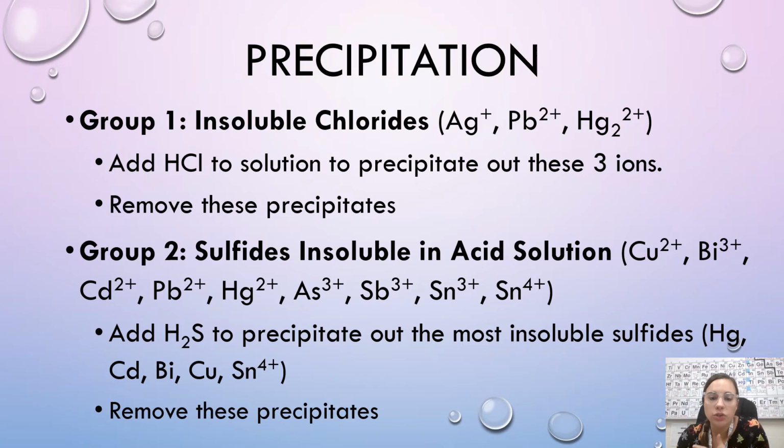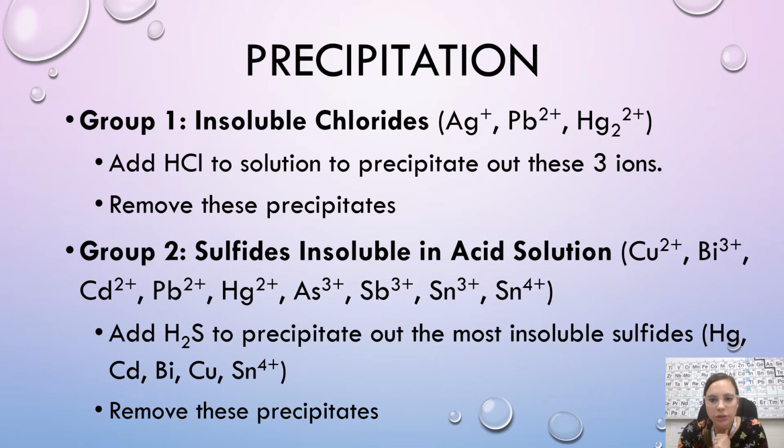Next, we're going to do the sulfides, because sulfides are another group that are typically insoluble. We're going to start with sulfides that are insoluble in acid. So we're going to add hydrosulfuric acid, which is going to precipitate the most insoluble sulfides, and we're going to remove those.